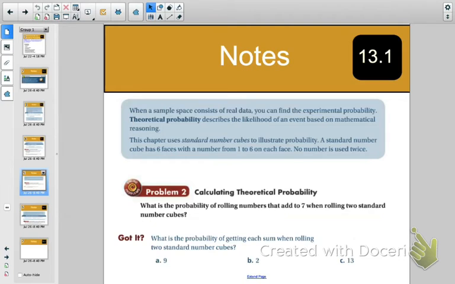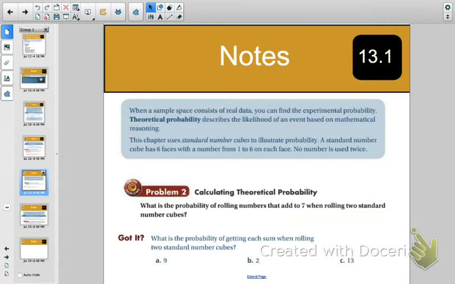Okay, then we have theoretical probability, which is probably what you're thinking of when you actually think of probability. This is the likelihood an event will occur based on mathematical reasoning. When they refer to standard number cubes, that's just talking about a die, or a pair of them would be dice. It has 6 faces, numbered 1 to 6, with no numbers used twice. So looking at this one, it says, what is the probability of rolling numbers that add to 7 when rolling 2 standard number cubes?